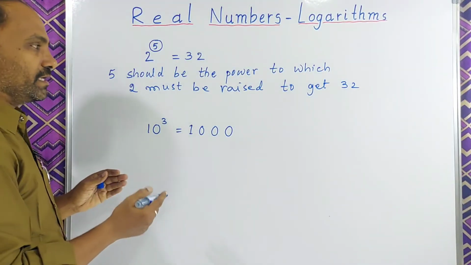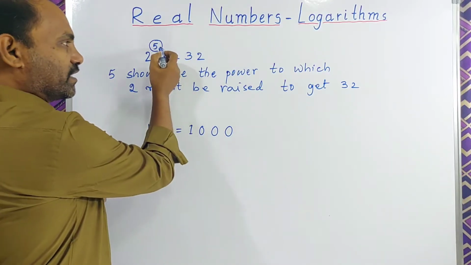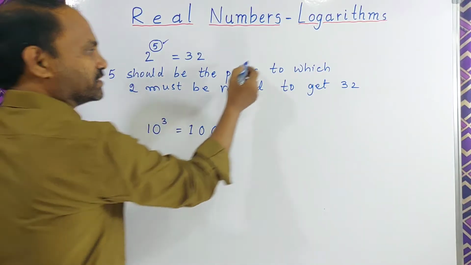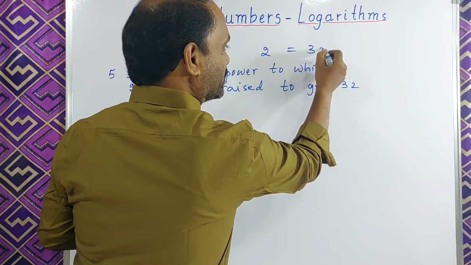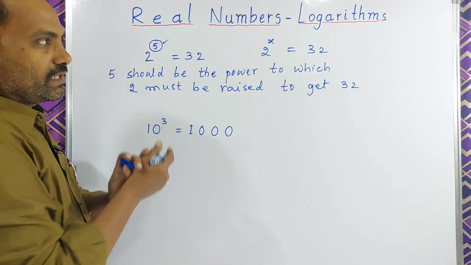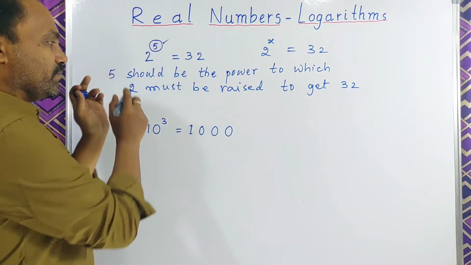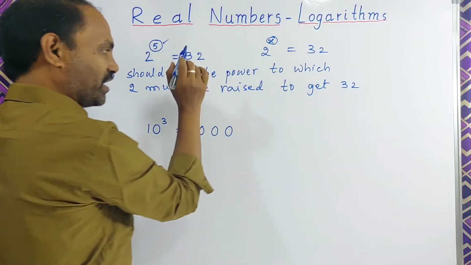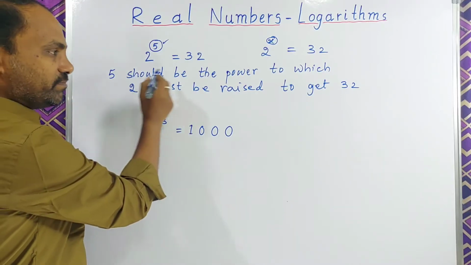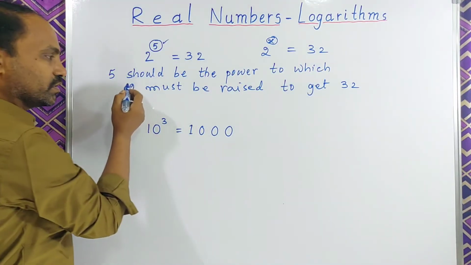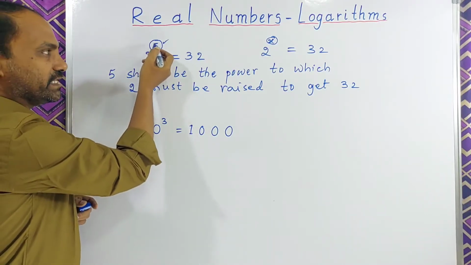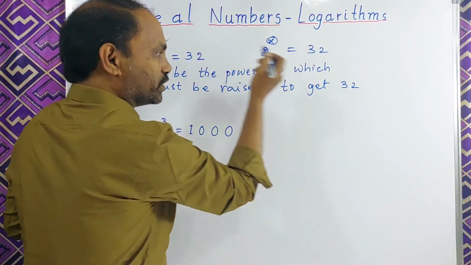Is it understood what I am writing here? 5 should be the power to which 2 must be raised. Suppose 2 to the power x is equal to 32, then what is the x value? Here x value must be 5, then only you will get 32. So 5 must be the power to which 2 must be raised to get 32.